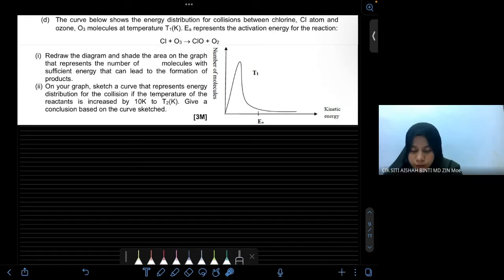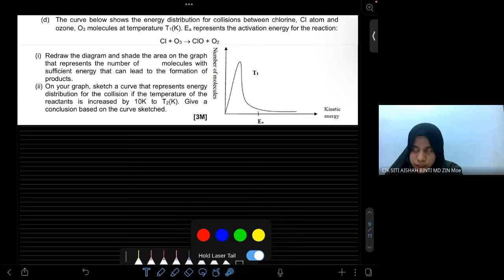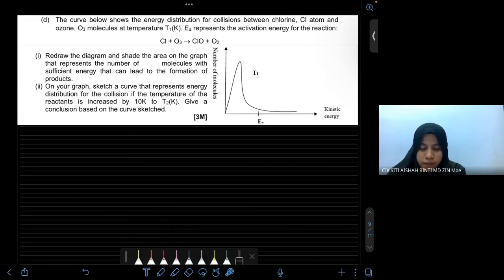For the question, the same year, still 2014-15, it mentioned here the curve below shows the energy distribution for collision between chlorine and ozone at this temperature, and EA represents the activation energy. Okay, so the question asks you to redraw the diagram and shade the area on the graph that represents the number of molecules with sufficient energy. Okay, it means we have to redraw the diagram, so we redraw it.